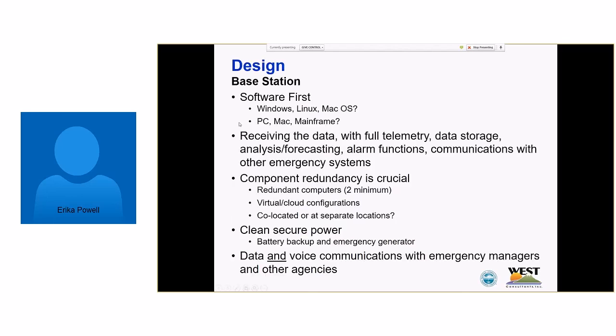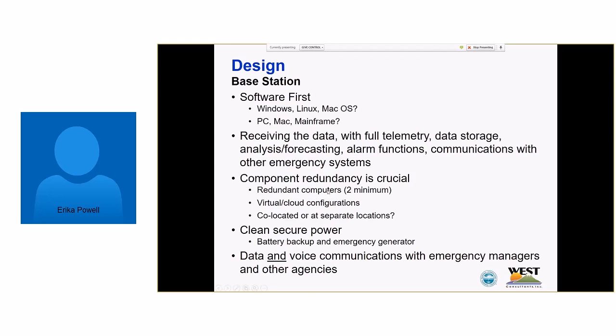At the base stations, you need to be looking at the software first. Decide what kind of software you need and then figure out what kind of computer you need to run it. You need to be able to receive all the data from all the different telemetry systems, and there can be multiple telemetry systems in use. Be worried about data storage or analysis and forecasting. Alarm functionality and communications with other emergency systems is critical.